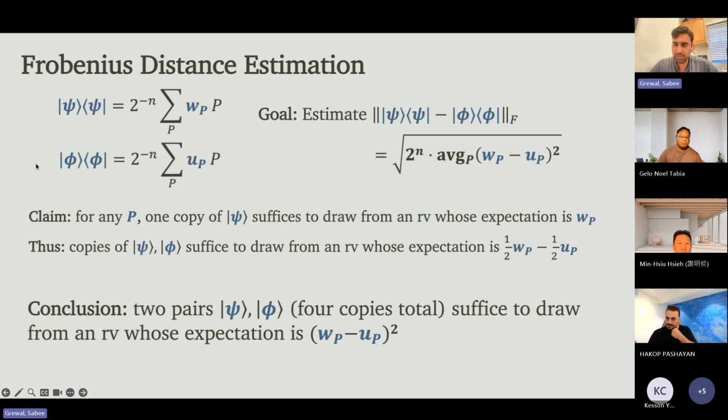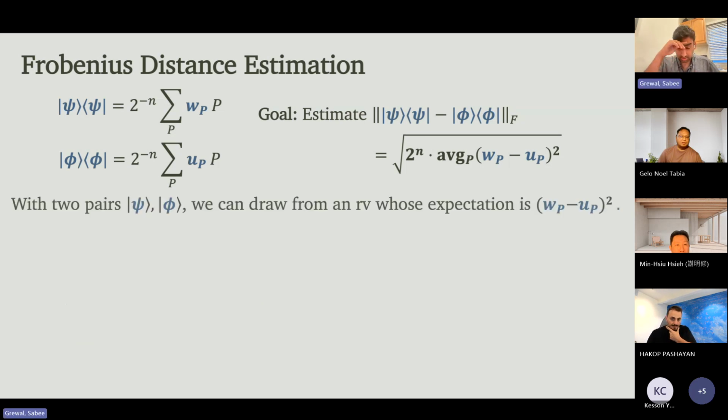But anyways, does this make sense? That we can use 4 copies and draw once from this random variable.